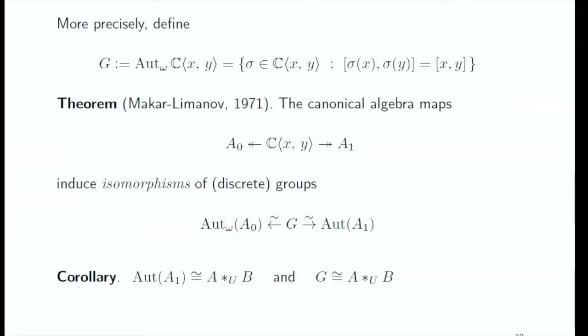Excuse me. Yes. Is it true that this result also says that I can lift any automorphism of A0 and A1 to this larger associated algebra? Or it's not like that? Well, that's what it says abstractly. So the automorphisms are the same.